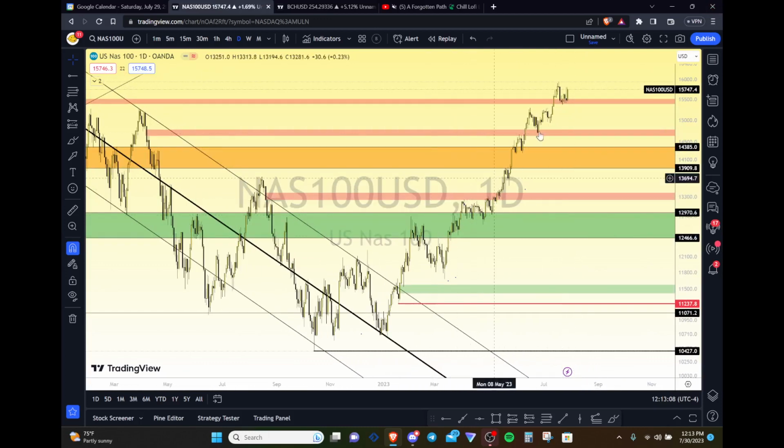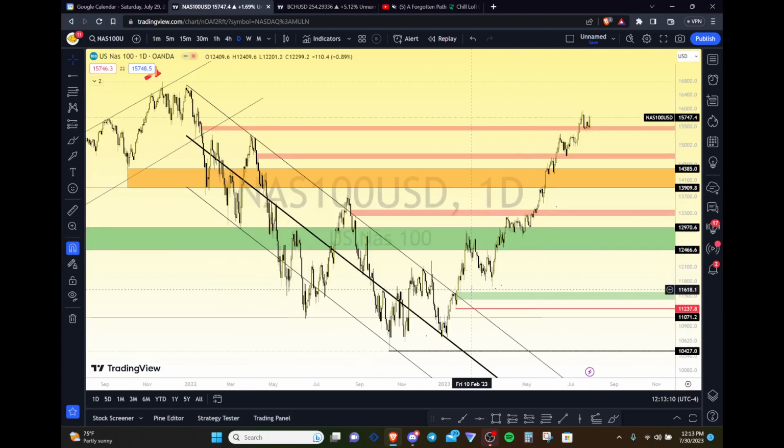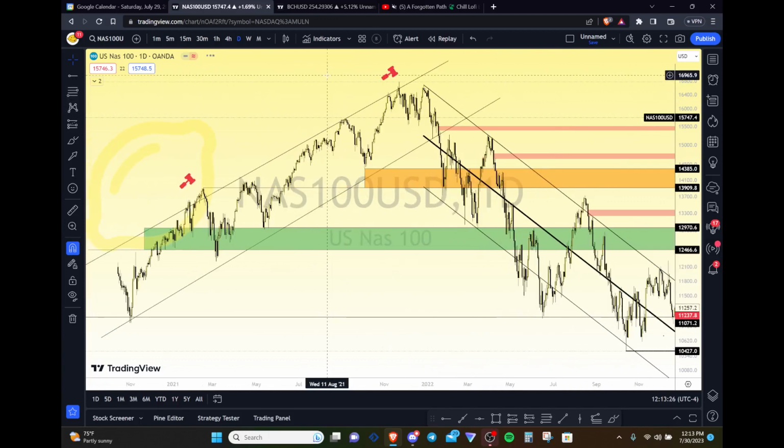So NASDAQ has made a massive move, again, because tech has exploded for a bunch of reasons, but mainly AI has been just a huge fuel to their fire, and it's just been a beautiful move on the NASDAQ. However, we are getting close to where we would look for a failure zone.